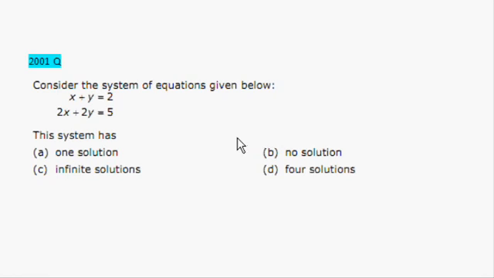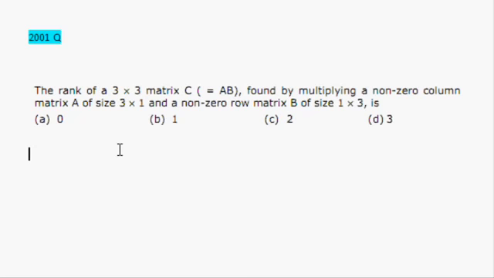This is the 2001 question. x plus 2y is equal to 2 and 2x plus 2y is equal to 5. If you divide the second by 2, x plus y is equal to 2.5. So the two lines say different things: x plus y is equal to 2 and x plus y is equal to 2.5. So definitely there is no solution. B is the correct answer.